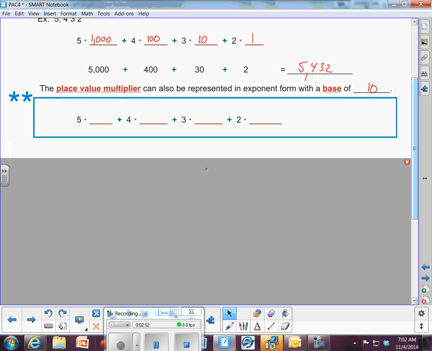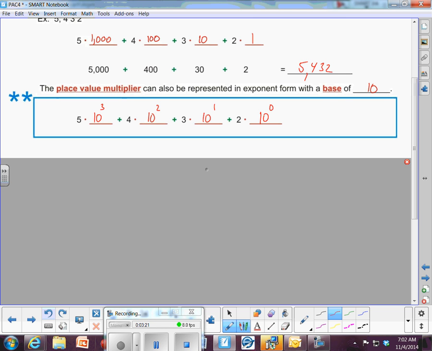All right, so look back up above. You got 1,000, right? What is 1,000 with 10 as the base and the proper exponent? Well, that's 10 cubed. What's 100 with a base of 10 and the proper exponent? 10 squared. What is 10? 10 to the first. And how do you get 1? 10 to the 0 power.